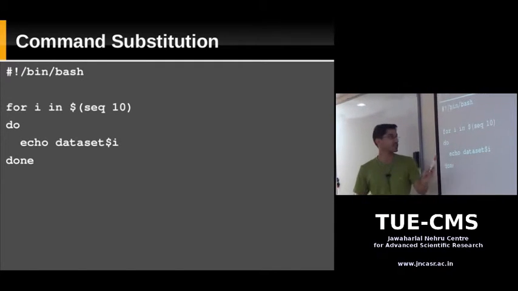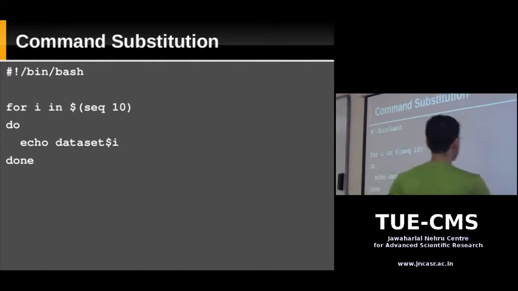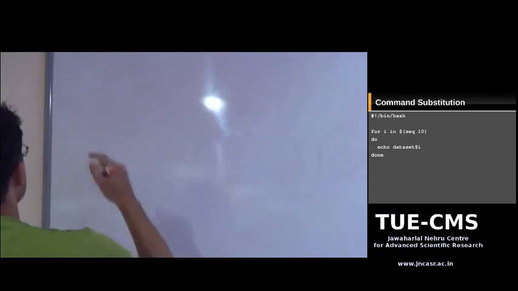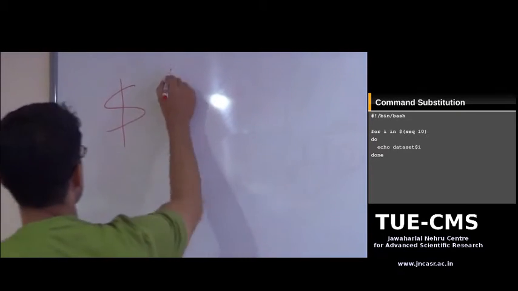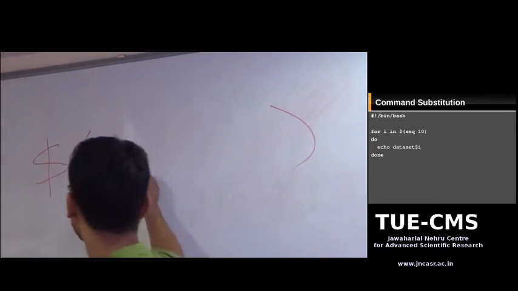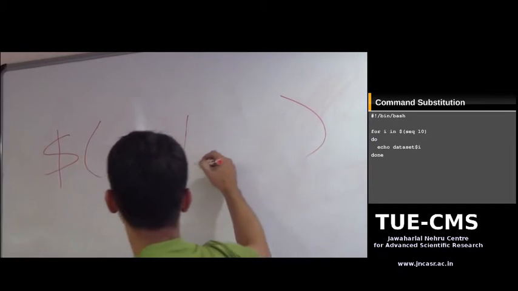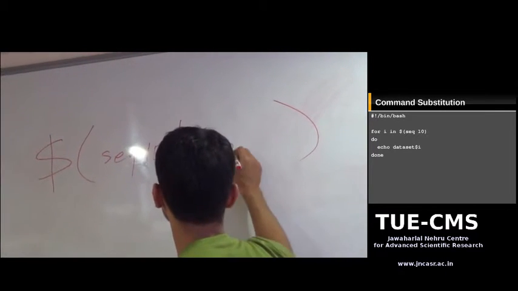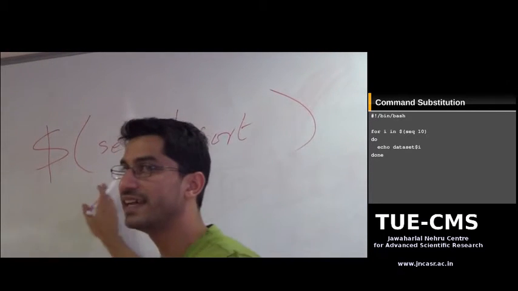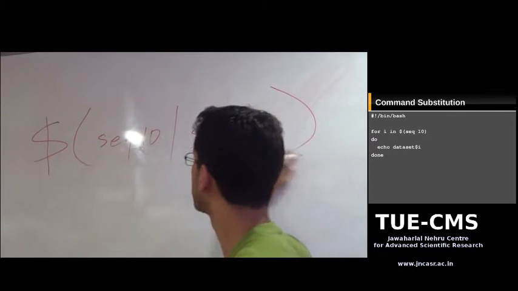Okay, so I'll explain what this does. First we look at this. So this is the syntax for command substitution. You have a dollar sign and a bracket, and you can have any command inside here. You can have seq 10. You can even pipe it through something like sort. So you can have any pipeline, any command which you type, which you can run from the shell. You can put it in here.